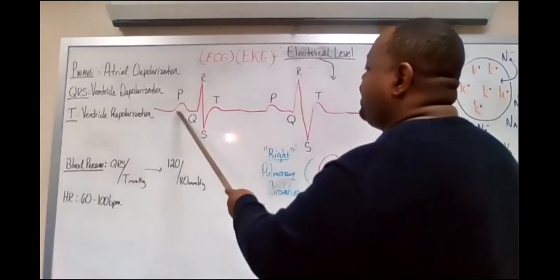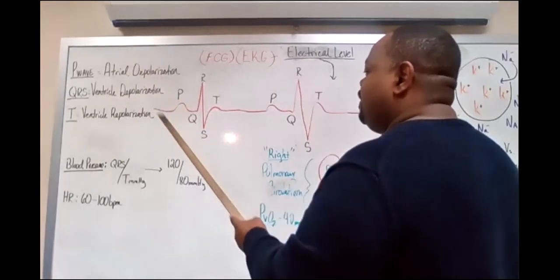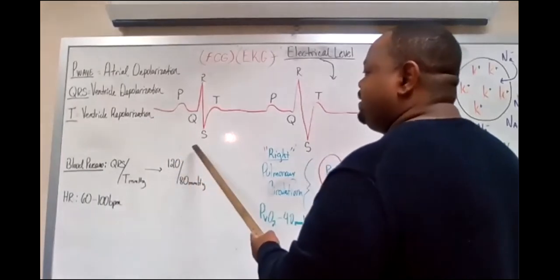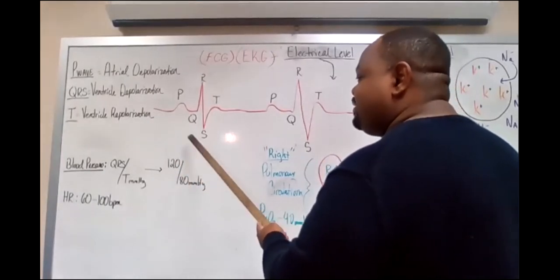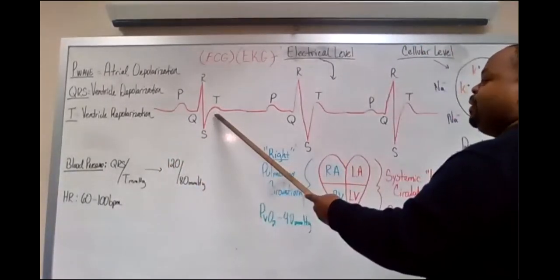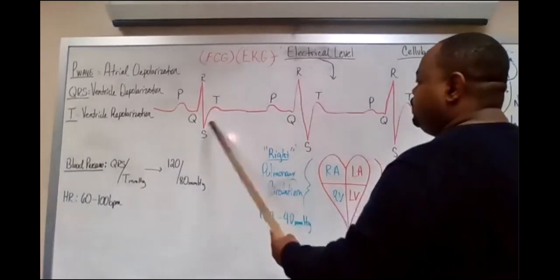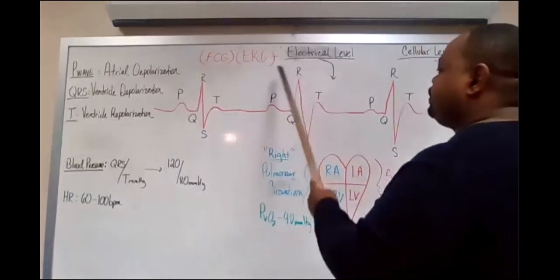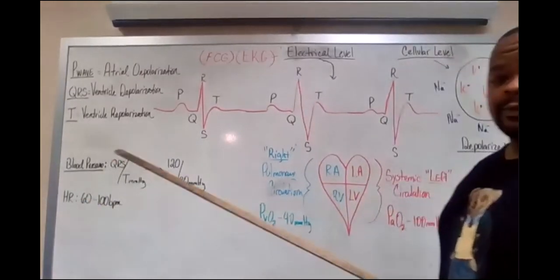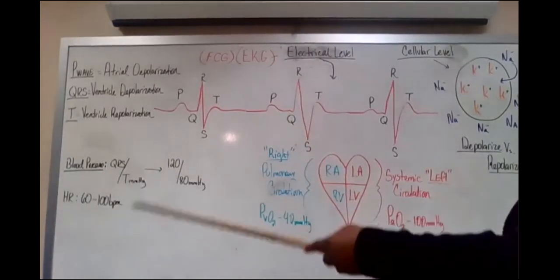All right, so the P wave is when the atria depolarize or squeeze, right? And the QRS is when the ventricles depolarize or squeeze, or systole. And then the ventricle repolarization is the T wave. This is a normal sinus rhythm. Beautiful. PQRST, PQRST, PQRST. That's how it should happen, no matter what. This is a normal rhythm.